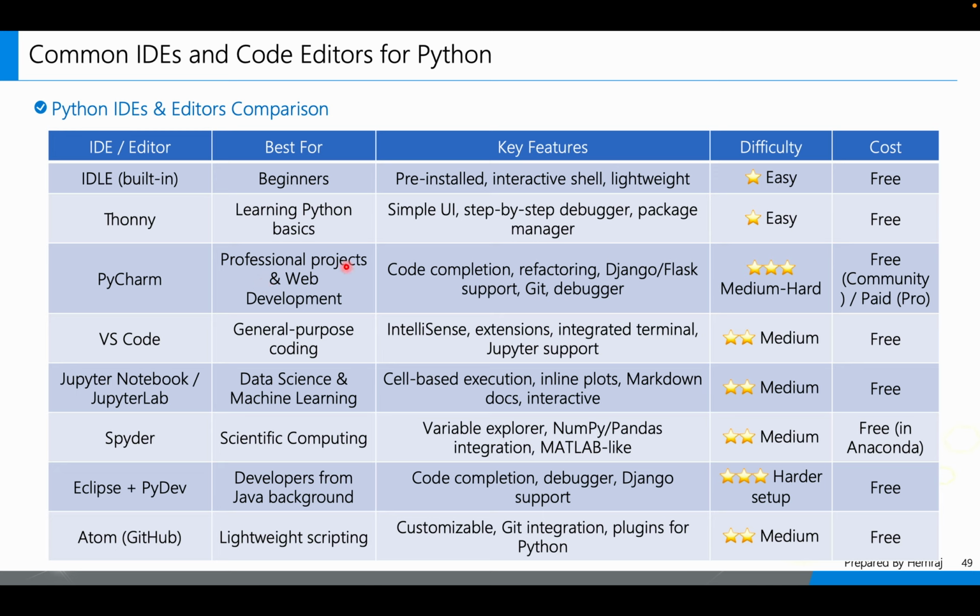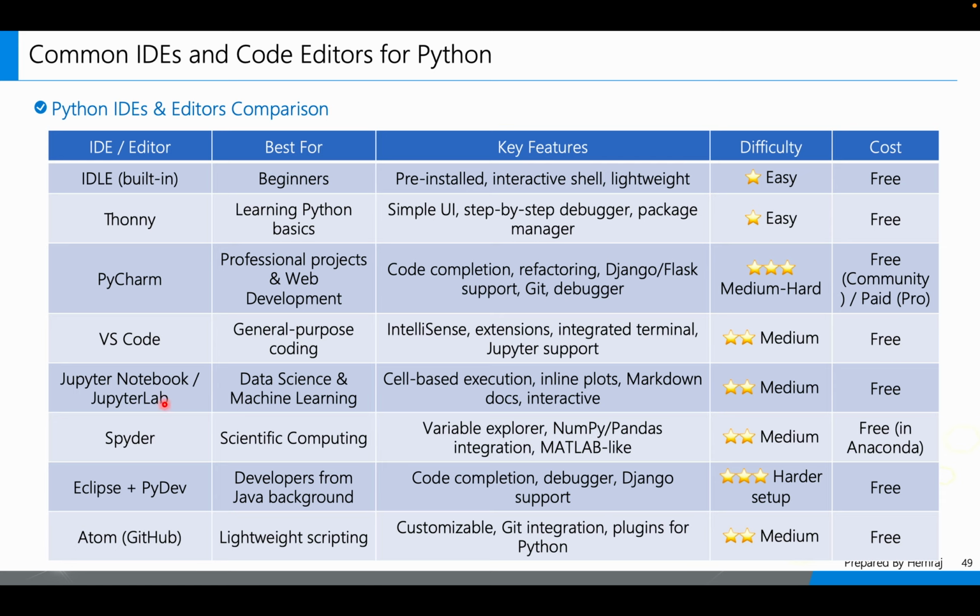Then PyCharm: professional projects and web development. Key features: code completion, refactoring, Django and Flask support, Git and debugger. Git you can learn later. Git is a version control system, right? Always remember these things, right? Difficulty is somewhat hard compared to IDLE and Thonny, and it has a free community edition and also a paid pro edition, both available. VS Code: general purpose coding, IntelliSense, extensions, integrated terminal, Jupyter support, medium difficulty and free. Also, these are free software, of course.